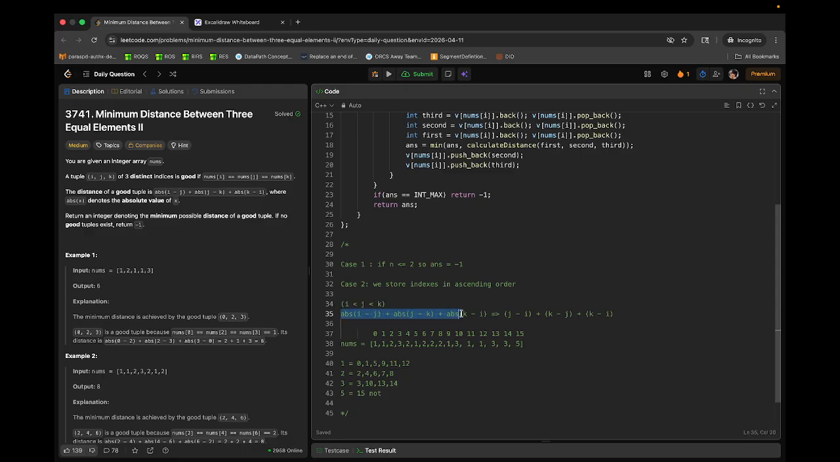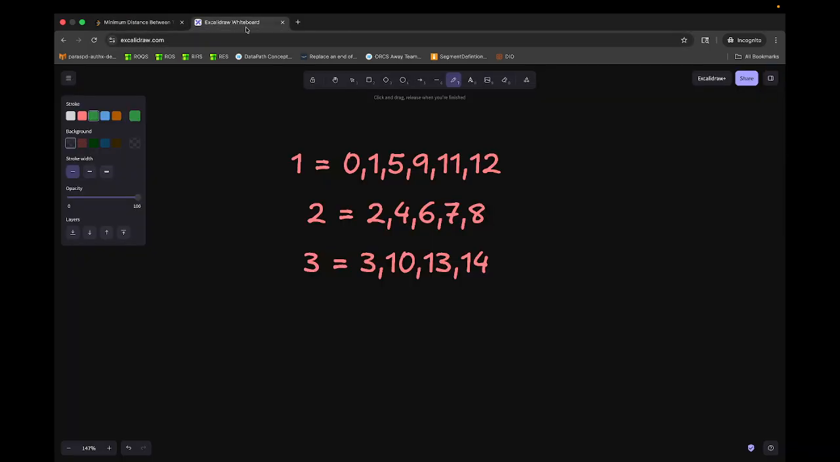So we can reduce our condition to simply this. Our sum will simply become 2k minus 2i, which is 2 times (k minus i). So we see that we don't need the middle index at all. This is a small optimization we can look for, but here we are not considering it.